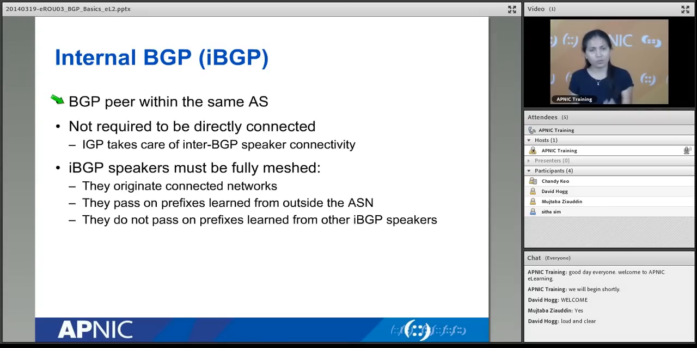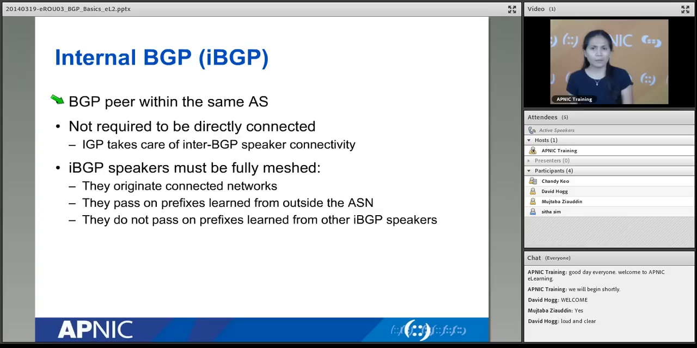Now, if you look at internal BGP, the rules are a bit different, right? We know what it's used for. We know that it doesn't have to be directly connected. But there is a requirement: it should be full mesh. iBGP speakers must be fully meshed.